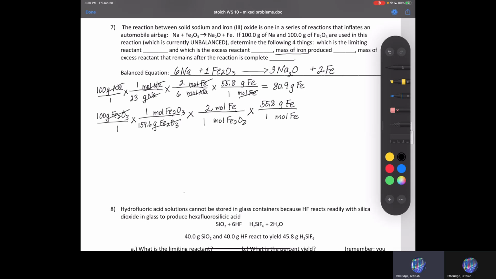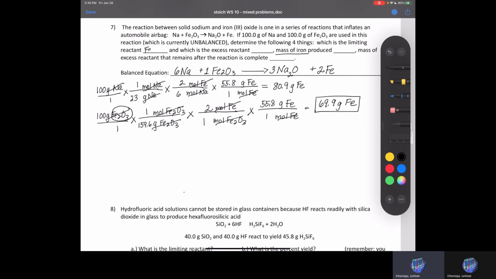Of course, as always, make sure everything cancels and you are where you need to be, and you will end up with 69.9 grams of iron. This one produces the least amount of iron. That means that iron 3 oxide is your limiting reactant.